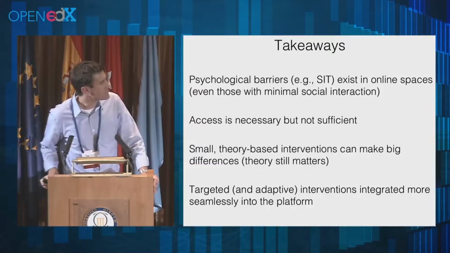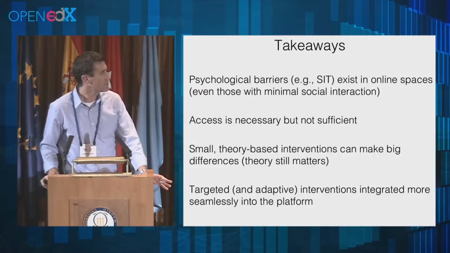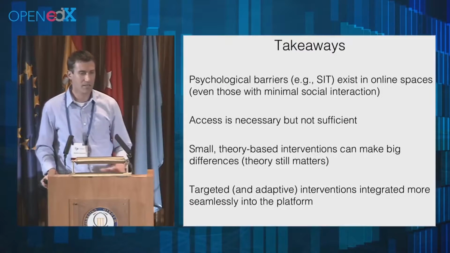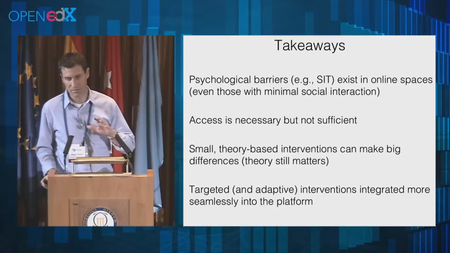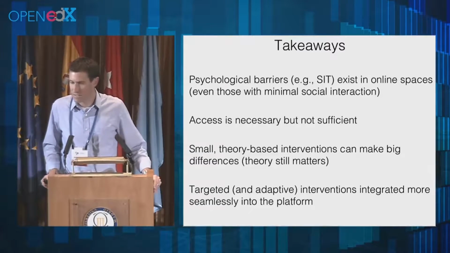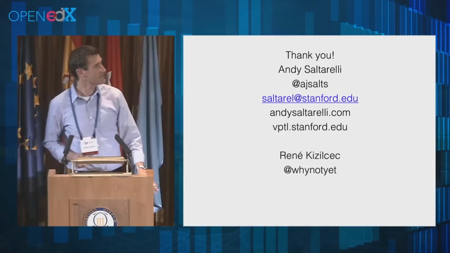And the next step is that targeted interventions need to be integrated more seamlessly into the platform. Now, we find that for learners who don't have social identity threat, we can actually do a little bit of harm with these interventions. And so targeting these interventions only to those groups who may not feel like they belong is really one of the next steps, and we'll be talking to the community on how to do that and leverage that better. So I think that's it. Thank you.